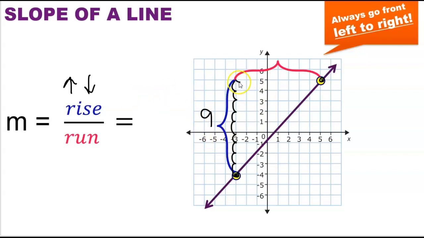And then we go over 1, 2, 3, 4, 5, 6, 7, 8. And so our run was 8. Remember, the run is to the left or to the right. So our rise was 9 and our run was 8.